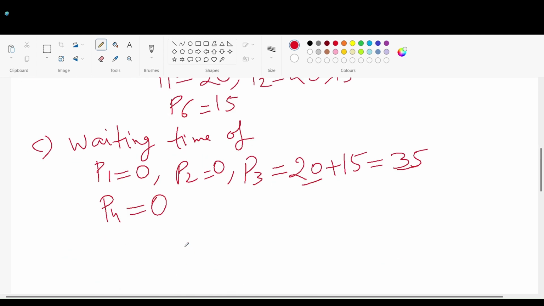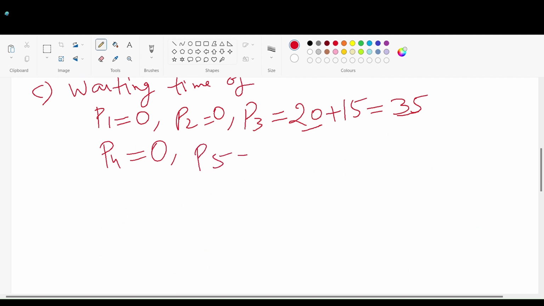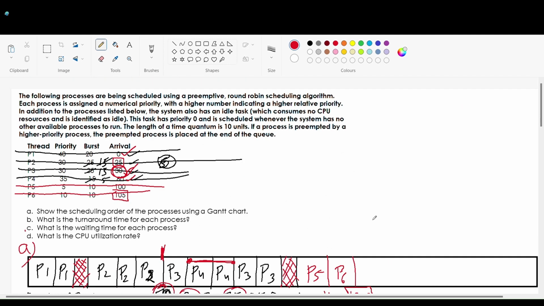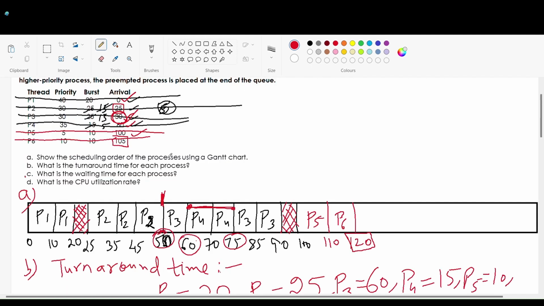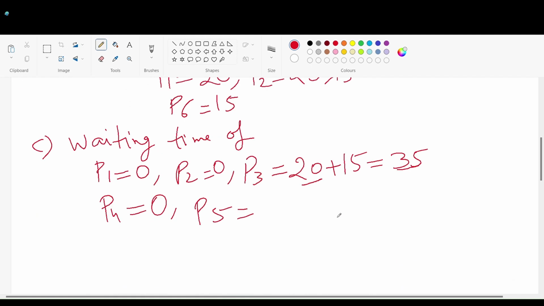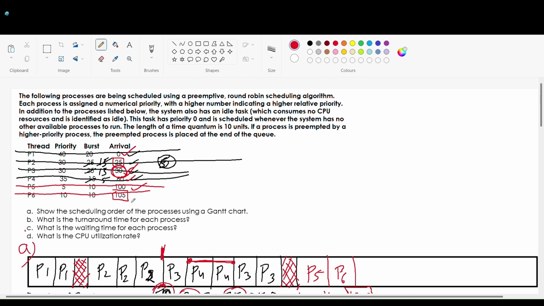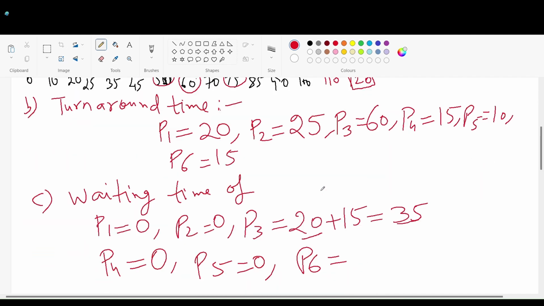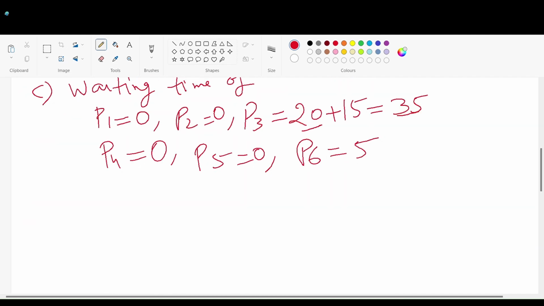Now go to P5. What is the waiting time of P5? P5 enters into the system at 100 and starts the execution at 100, right? So there is no waiting time for P5. What about P6? P6 enters into the system at 105 and starts the execution at 110. So 5, right? So this is the waiting time for each process. Clear? Okay. So if I ask the average waiting time, you will add all the waiting times together and divide by 6. So that will be the average waiting time.